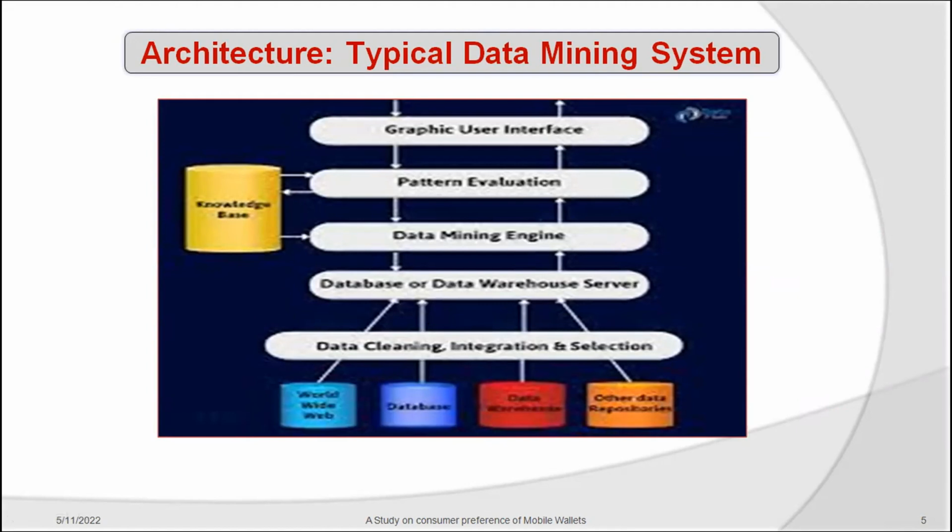The data warehouse may comprise one or more databases, or it may contain spreadsheets or other repositories of data. Before passing the data to the database or the data warehouse server, the data must be cleaned, integrated, and selected. As the information comes from various sources in different formats, it can't be used directly for the data mining procedure because the data may not be complete and accurate. So first the data is required to be cleaned and unified. Next, the database server consists of original data, which is ready to be processed. The server is ready to retrieve the relevant data based on the data mining request. The pattern evaluation module is primarily responsible for the measurement and investigation of the patterns by a threshold value.